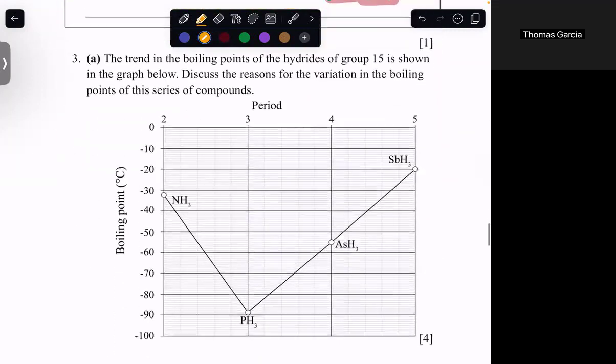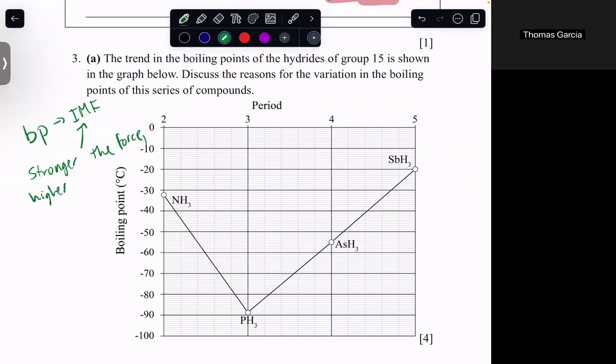All right, moving on. The trend in boiling points of the hydrides of group 15 is shown in the graph below. Discuss the reasons for the variation in the boiling points in a series of compounds. Now, boiling point is related to intermolecular forces. With intermolecular forces, the stronger the force, the higher the boiling point. And that's because if two molecules are attracted to each other, the stronger they're attracted to each other, the harder it is to break apart.